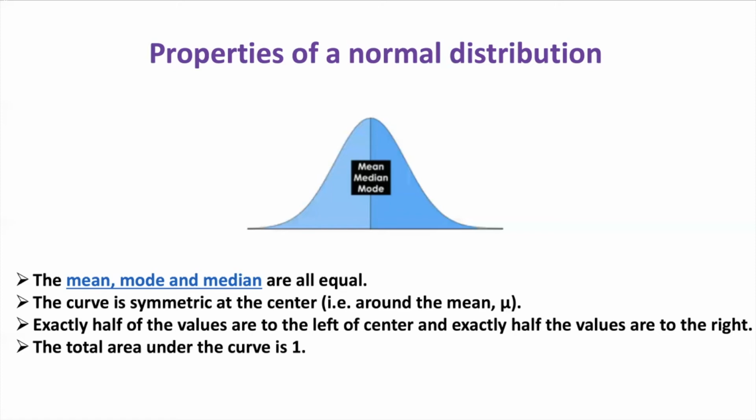And for the third point, if the second condition is true, then the third point will automatically be true. Our third point is that exactly half of the values are to the left of center and exactly half of the values are to the right. So in this figure, if the curve is symmetric to the center, we can notice that exactly half of the values lie in the left part and exactly half lie in the right part. And our fourth condition is that the total area under the curve is 1. So if the curve fulfills all these four conditions, we will consider it a normal distribution.